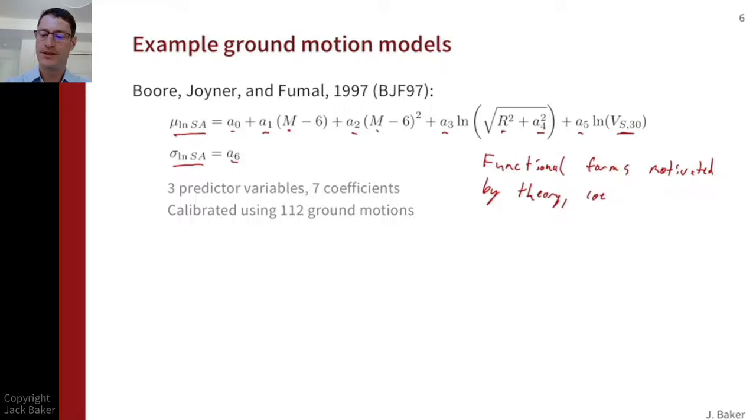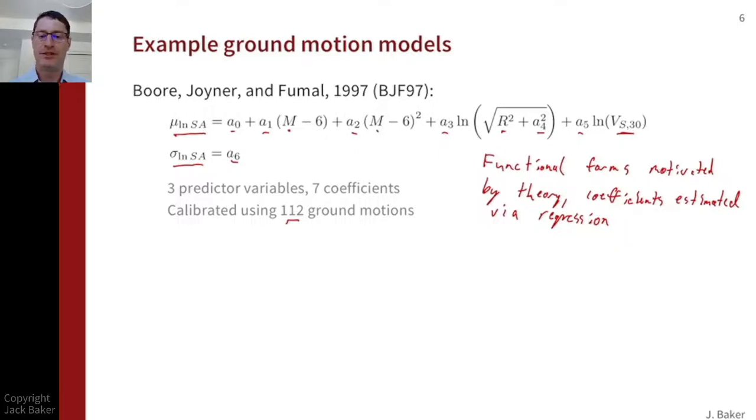And then the coefficients are estimated via regression. So we use observational data and try to estimate what the coefficients are to be able to re-predict that observational data. In this case, the solar model, the authors had 112 observations of ground motions, and they were using those to fit these coefficients. Okay? That's the idea here.